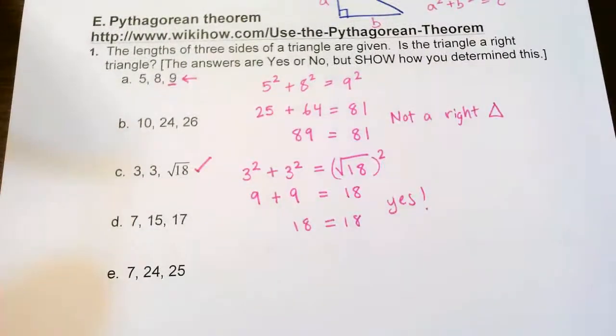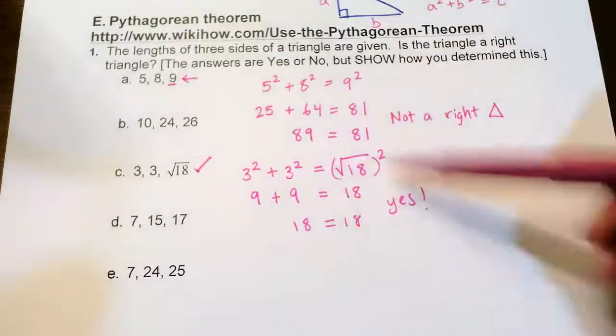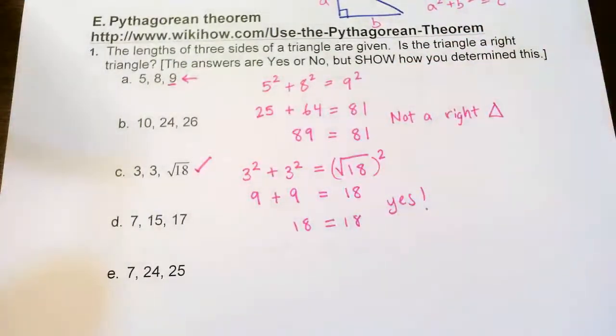So that's pretty much it. If the three side lengths do satisfy the Pythagorean theorem, then we have a right triangle. If not, no.